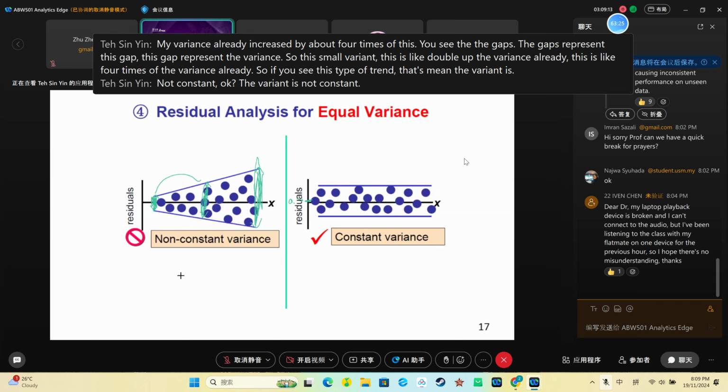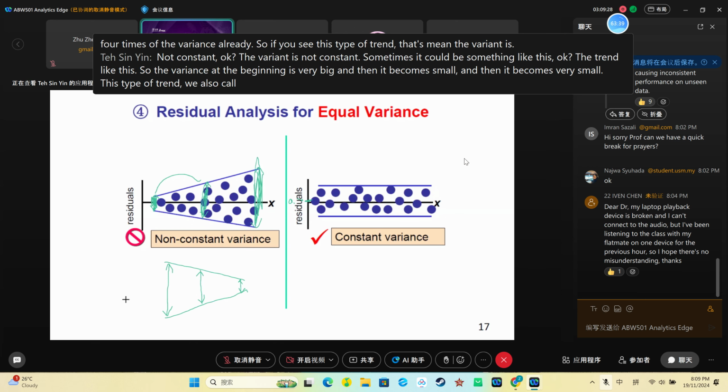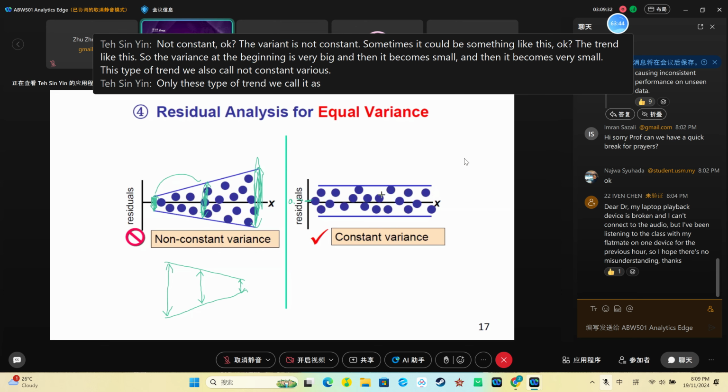Sometimes it could be something like this. Okay, a trend like this. The variance at the beginning is very big, and then it becomes small, and then it becomes very small. This type of trend we also call not constant variance. Only this type of trend we call a constant variance.